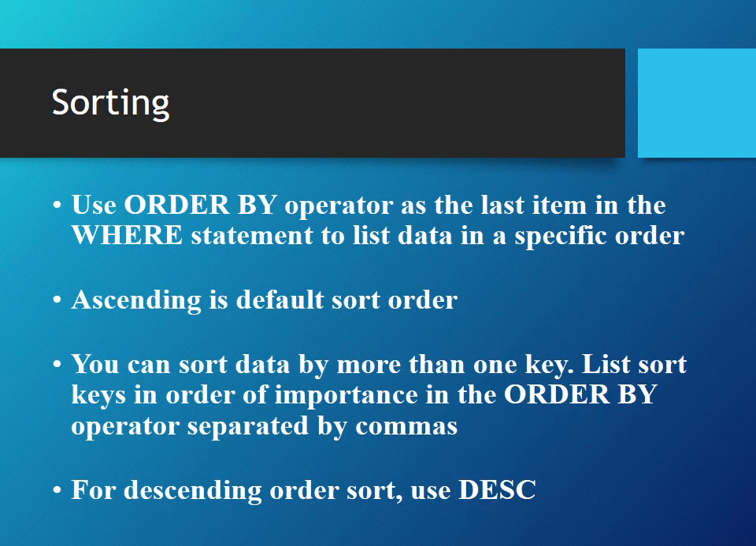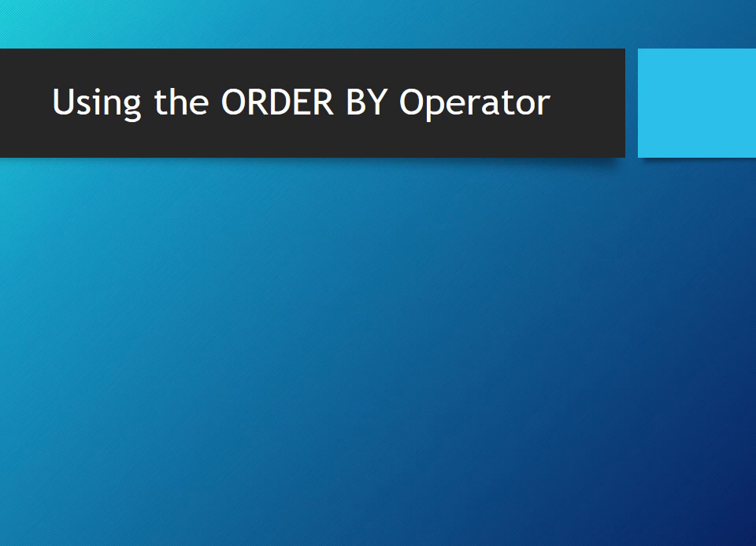For sorting, you use the order by operator. It should be the last item in the statement to list data in a specific order. Ascending is the default sort order. You can sort data by more than one key by listing sort keys in the order of importance in the order by operator, separated by commas. For descending order sort, use the keyword DESC. Let's look at the syntax and an example.